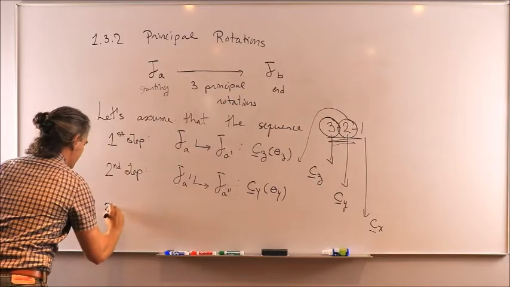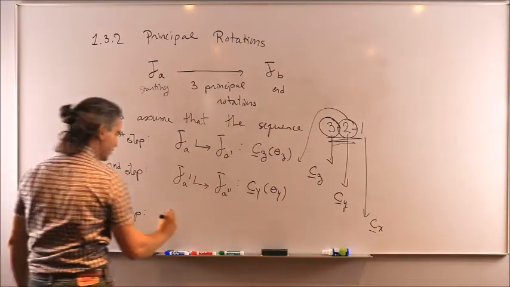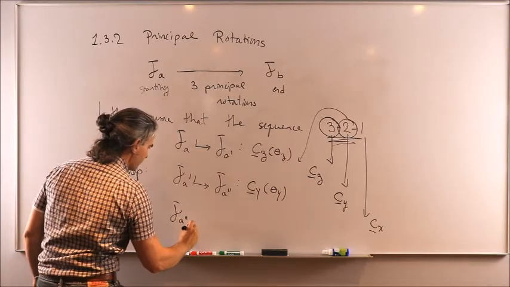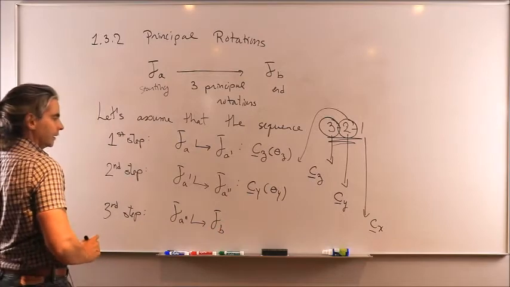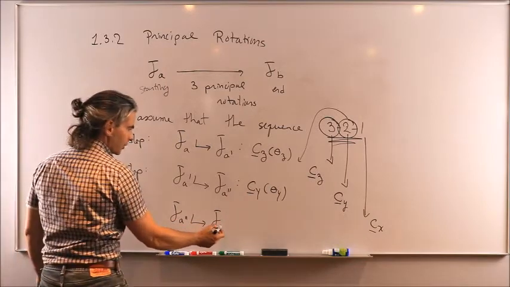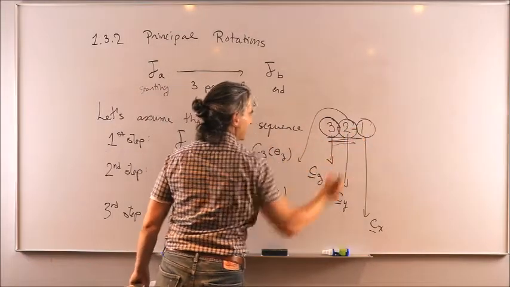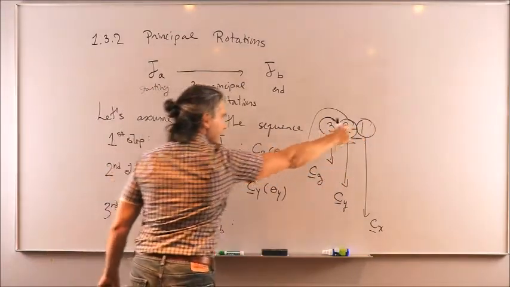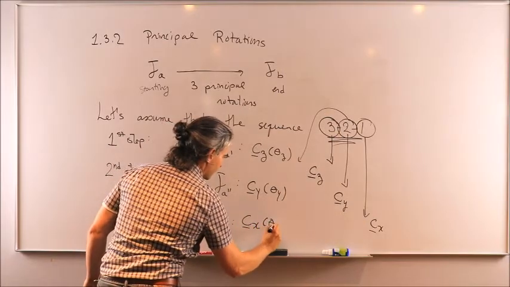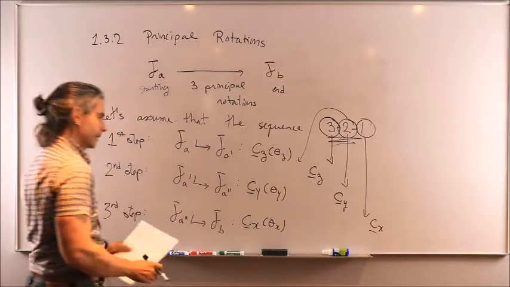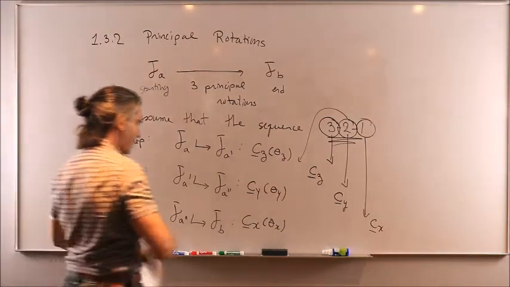And the third step of the entire rotation sequence is to go from A double prime to finally the result in terms of reference frame, which is the B reference frame. And according to the sequence, the last principal rotation is CX through an angle theta x, like that. Okay?